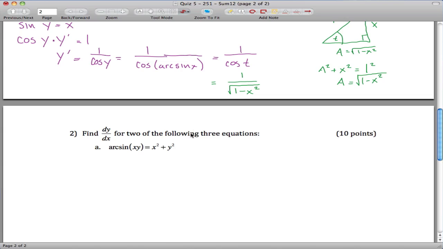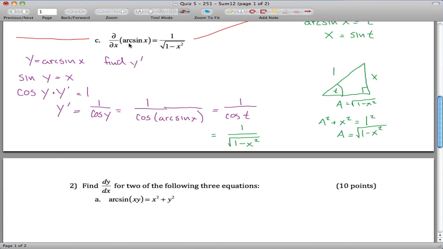I guess the more straightforward way to do it is to be like, oh, I know the derivative of arcsine of x is 1 over the square root of 1 minus x squared. So I could say, all right, let's take the derivative of both sides. The derivative of arcsine is 1 divided by the square root of 1 minus, instead of x squared, my argument here is xy.